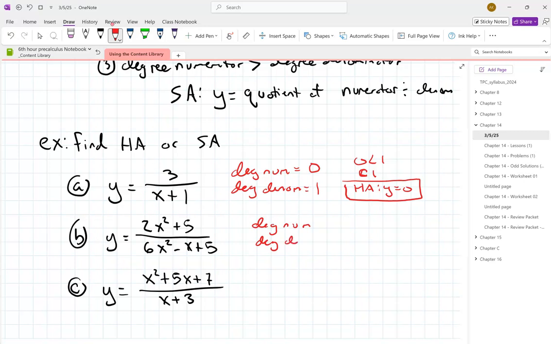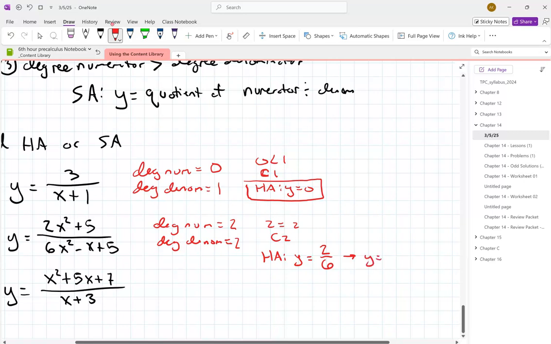So for letter B, we have 2x squared plus 5 over 6x squared minus x plus 5. The degree of the numerator is? Degree of the denominator is? So those are equal. That puts us in case 2. So again, I'm going to have a horizontal asymptote where it's the leading coefficient of the numerator over the leading coefficient of the denominator, or just y equals 1/3 if we reduce that down. So far, so good?